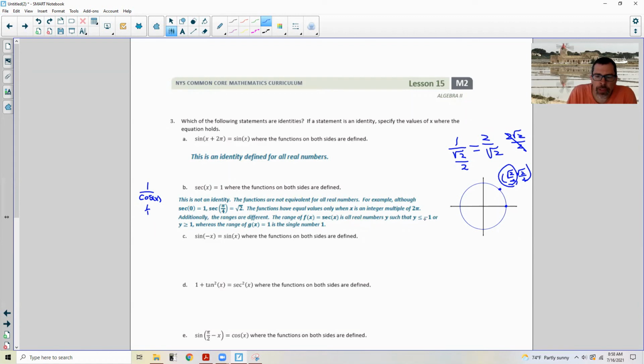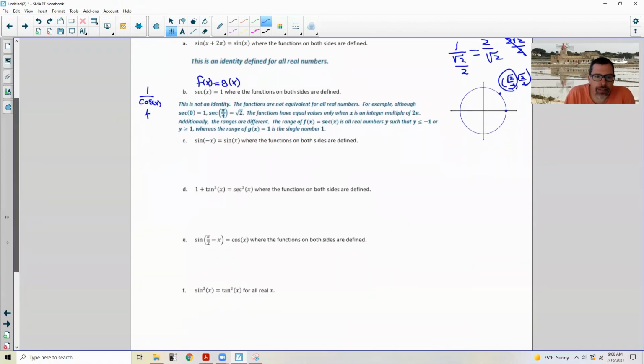So these cannot be between -1 and 1. And the range of g of x is 1 and only 1. Okay, so what they're trying to say here is they're calling secant x f of x, and g of x is 1. So they're basically just saying f of x equals g of x. And the range of f is less than or equal to -1, or 1 or greater. And the other one is just simply 1. So their ranges are not the same.